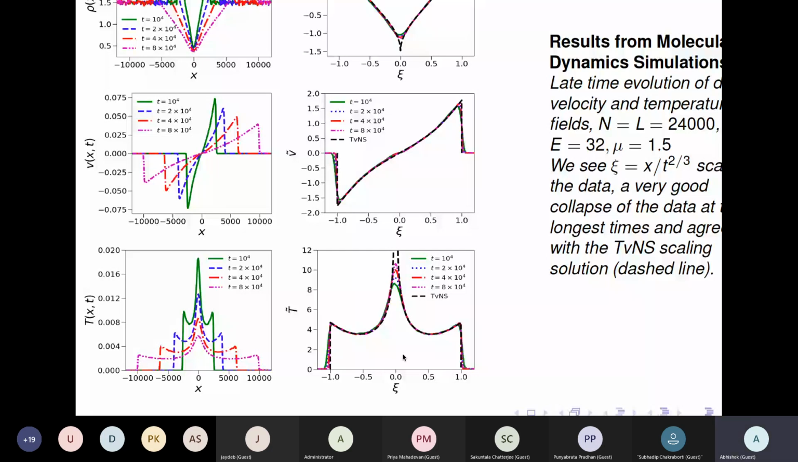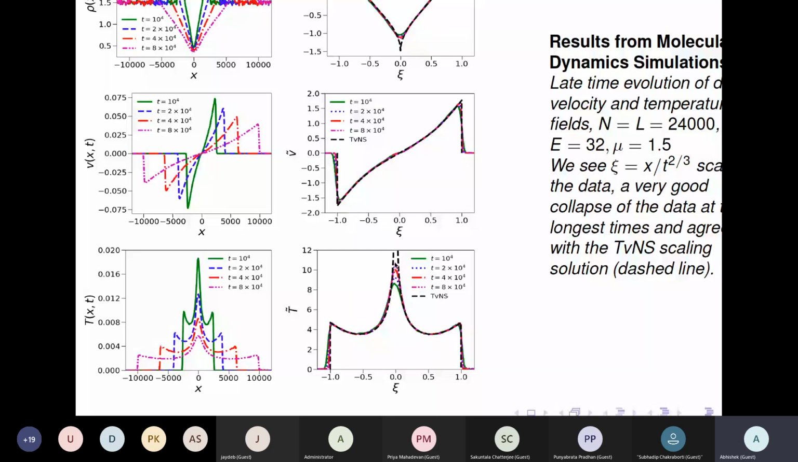But at the center, there's actually some problem. The main summary from this plot is that the Taylor-von Neumann-Sedov scaling solution agrees with molecular dynamics simulation almost perfectly, except at the center where we see some deviations. In particular, if you look at the temperature profile, it's known that the exact solution has a divergence. The temperature field actually diverges. But the real physical field, of course, doesn't diverge. So in this case, there is some problem. Even if you go for longer times, this is not going to agree.